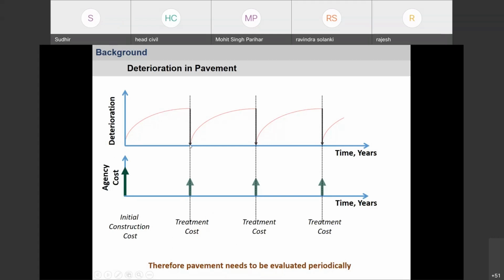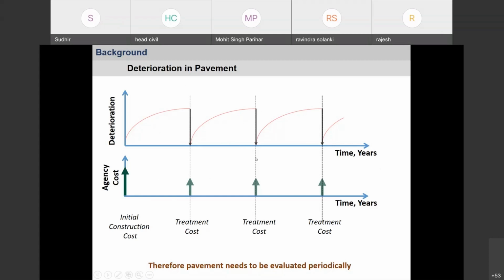And then again, after the treatment has been done, the road is open for traffic, and then again this cycle of deterioration will start. Okay, so this is a typical schematic of, if I can define some single unit for deterioration, how that deterioration will increase and then reduce over time. Okay. So therefore, from here we understand that payments need to be evaluated periodically.